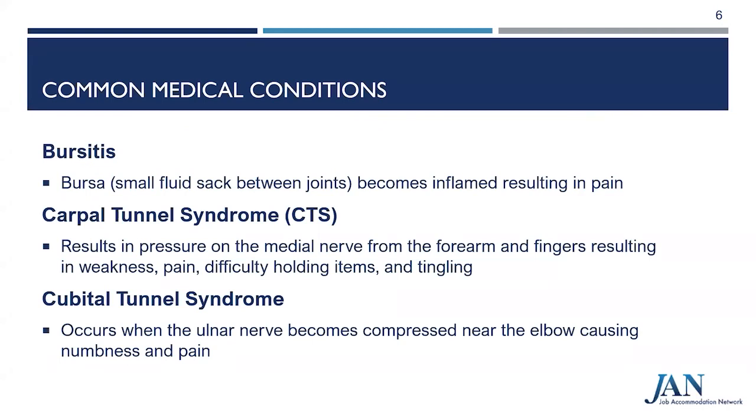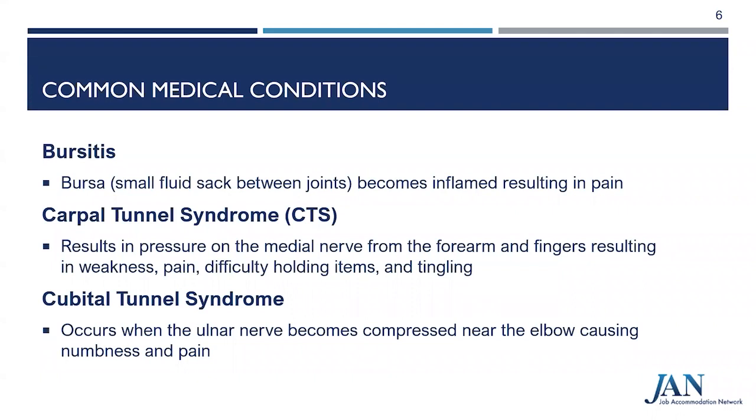Now let's go over some common disorders that may cause fine motor limitations. Bursitis is a painful condition where the small fluid-filled sac, bursa, become inflamed. Most common areas affected are the shoulders, elbows, and hips. In the shoulder, it causes pain when reaching above the head, and in the elbow, pain is more pronounced when the elbow is bent, which could affect fine motor skills like typing and grasping.